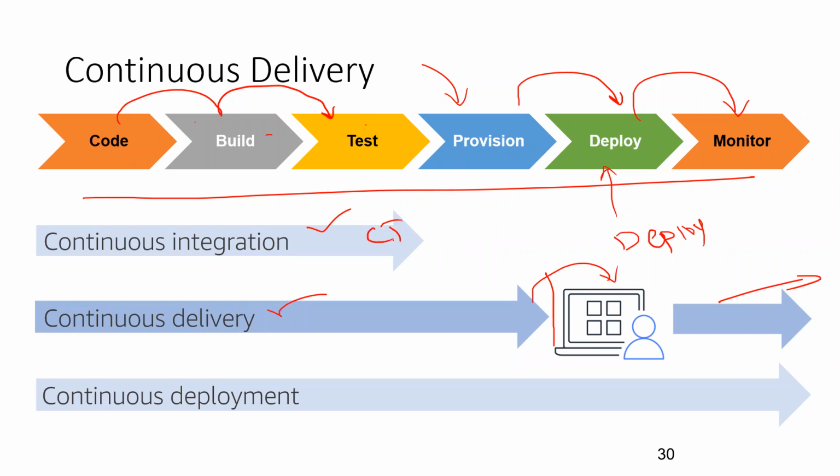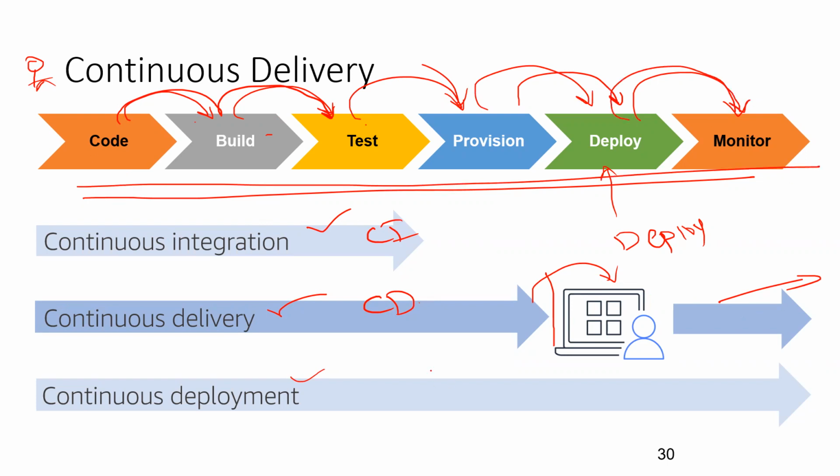CI, CD. CD means there is another term also, continuous deployment. Continuous deployment means only the coding happens manually. Automated build, automated test, automated provisioning, automated deployment, automated monitoring. If end to end everything is automated, then it is called continuous deployment. Today, any organization that claims they have implemented 100% DevOps means they are trying to move from this stage to this stage.